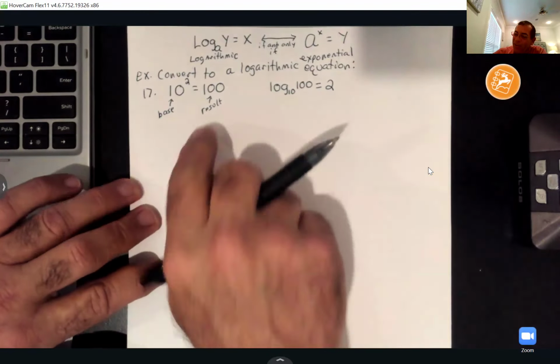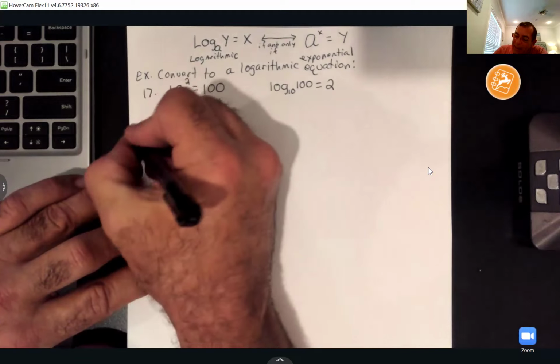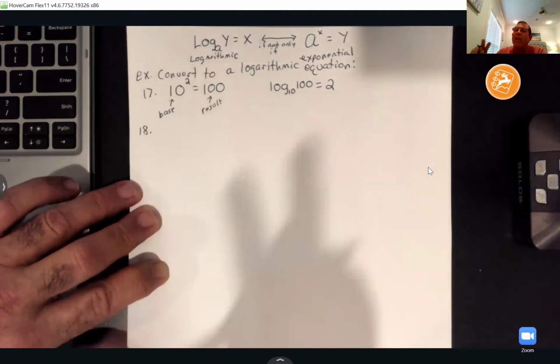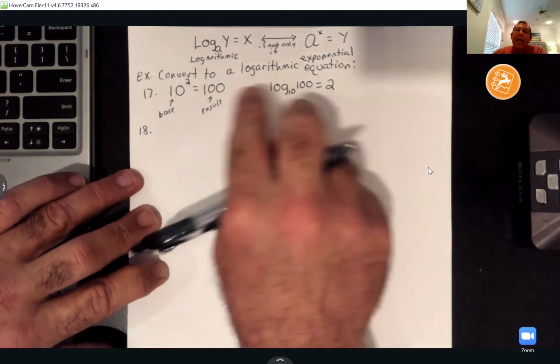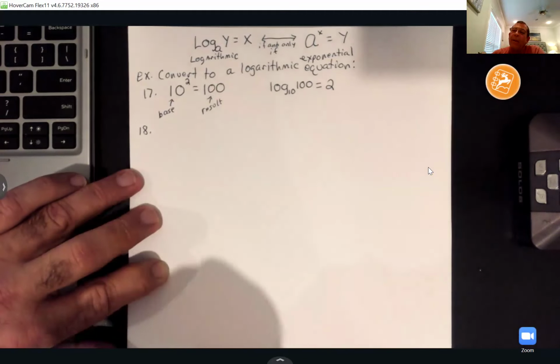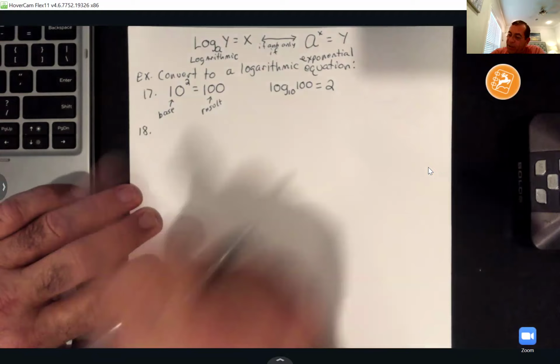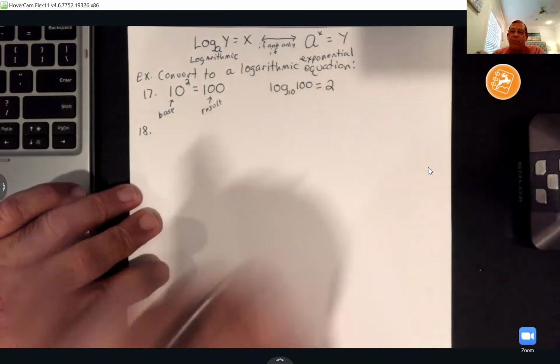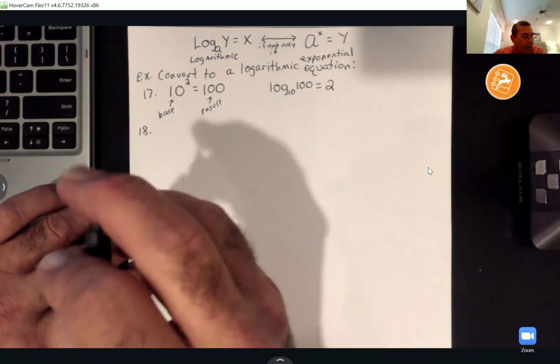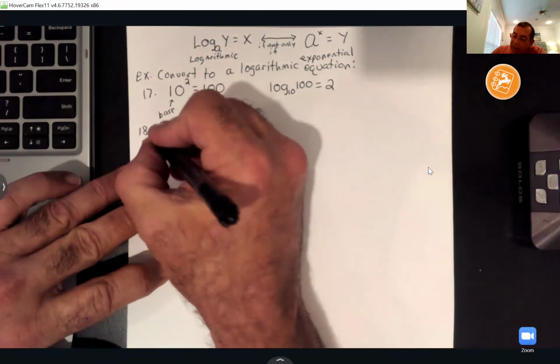Good job, y'all. So you're just going back and forth on these, okay? We're not solving them. We're just rewriting them. We got to get good at this kind of stuff because when we do 9.6, we're going to solve equations, and we got to switch back and forth, okay? All right, let's see what y'all write here.